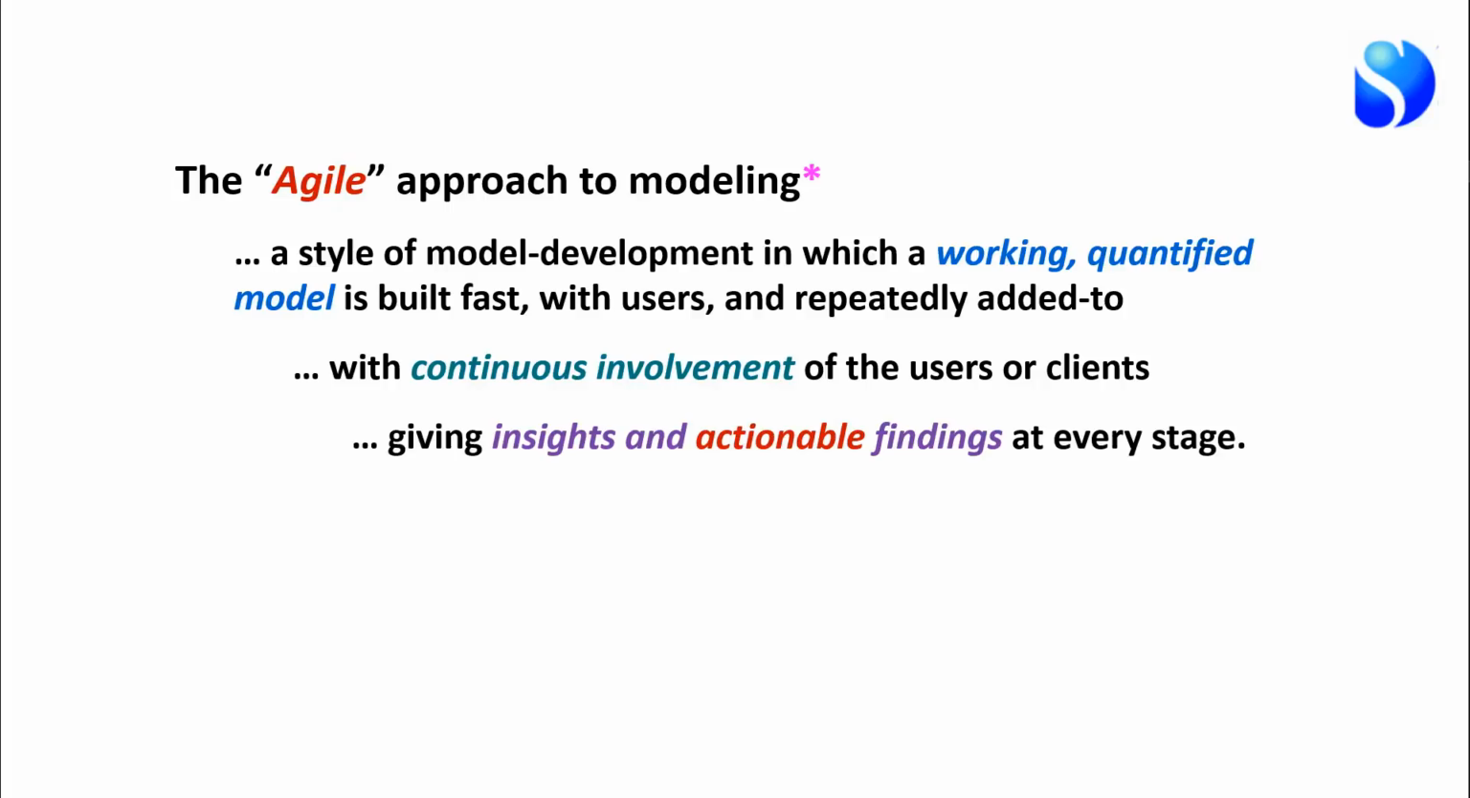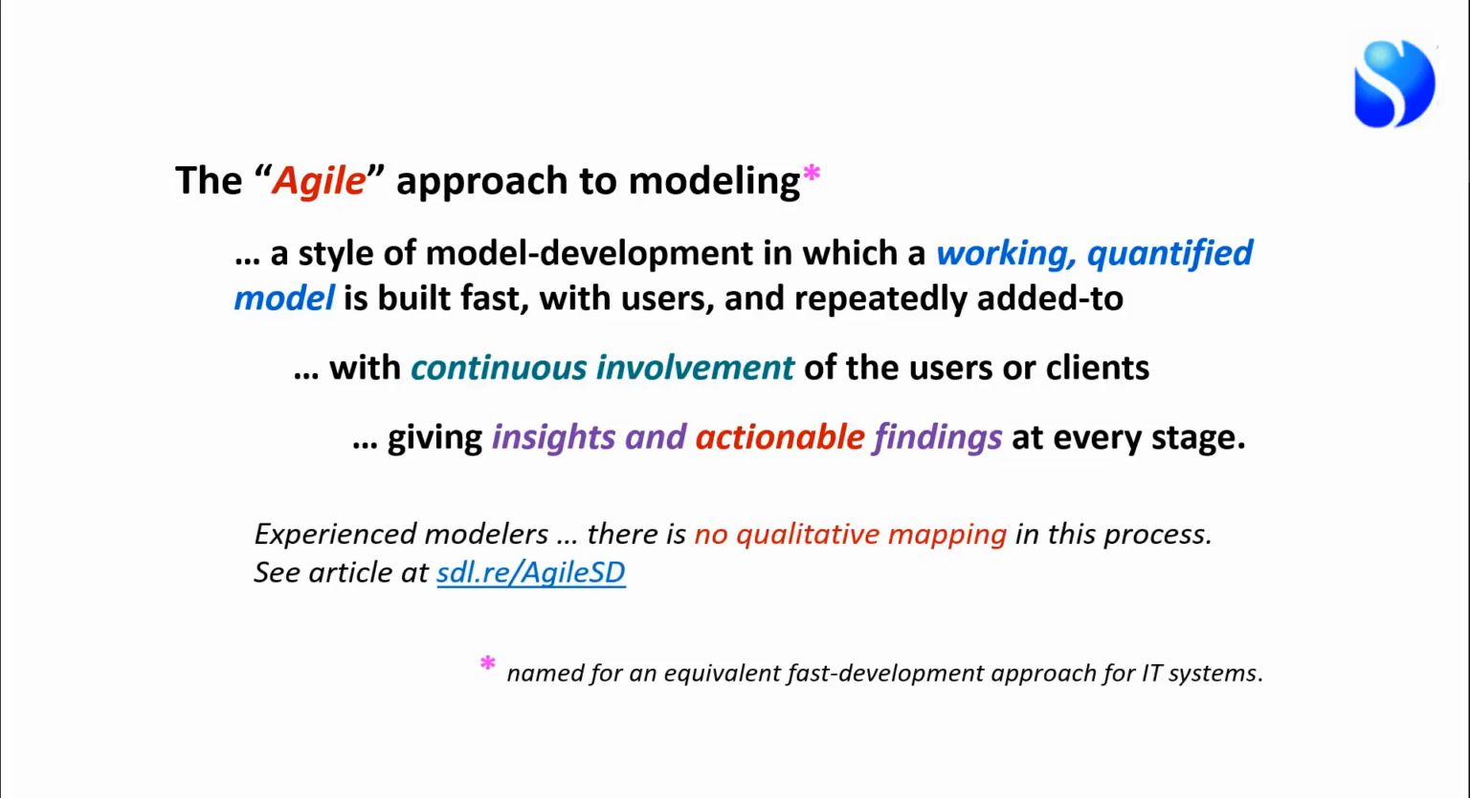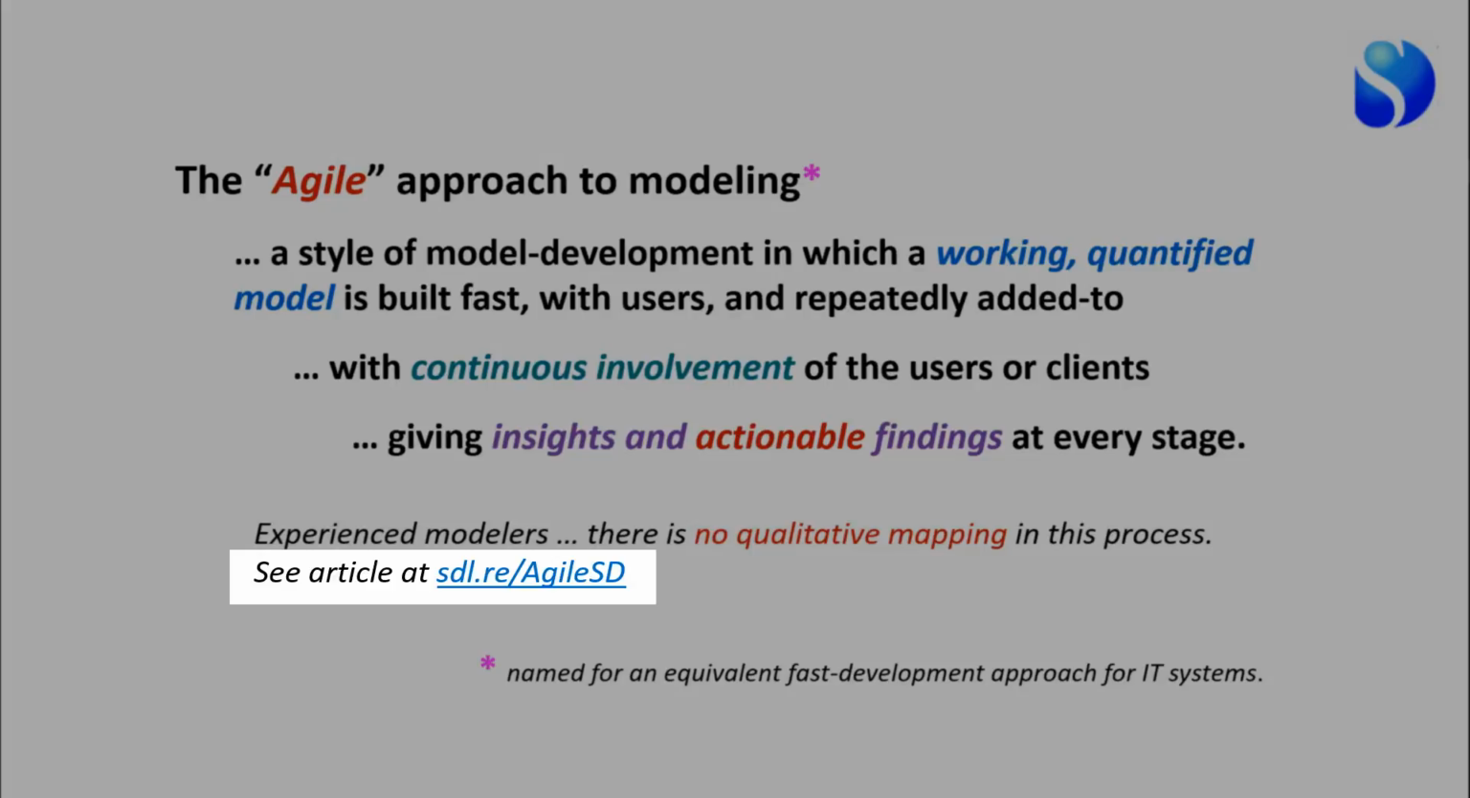What this approach does is it gives insights and actionable findings at every stage, for reasons I'll explain in a moment. You may be familiar with other approaches to modelling in which you build qualitative diagrams and maps and causal loop diagrams of the situation or the issue that you're trying to model. There is no qualitative mapping in this process. It's one of the reasons that the process is much faster. And there's an article you can go to and read to explain about that.